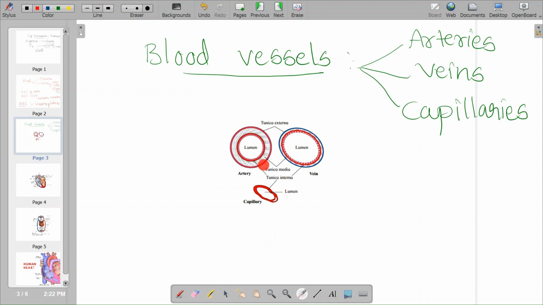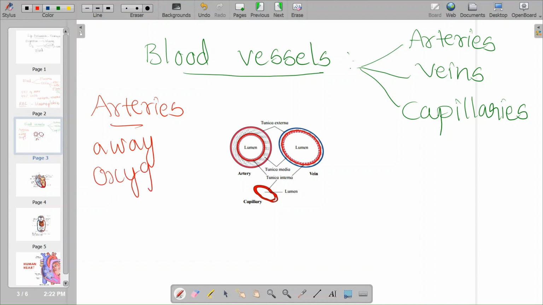Okay, so structurally you got an idea about arteries, veins, and capillaries. Now what type of blood is carried by these arteries? Arteries always carry blood away from the heart. All the arteries carry oxygenated blood except the pulmonary artery. That means the pulmonary artery carries deoxygenated blood.